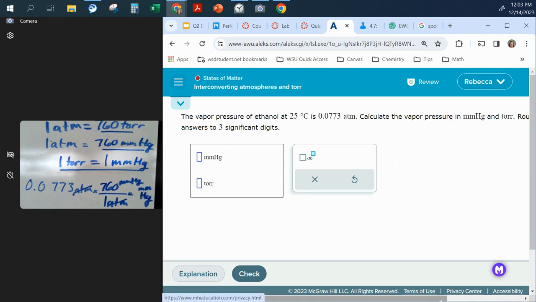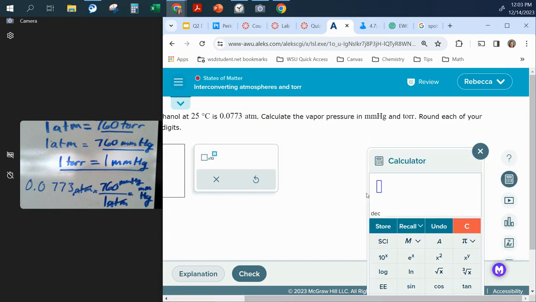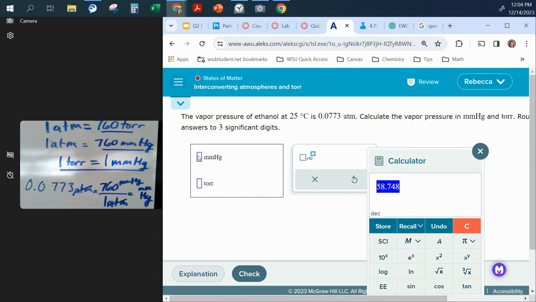Let's see, Alex calculator. 0.0773 times 760. Okay, let's go back to our value. How many sig figs does this have? 3. Good. So this has 3, so our answer should have 3. What should we round this one to? Okay, 58.7.